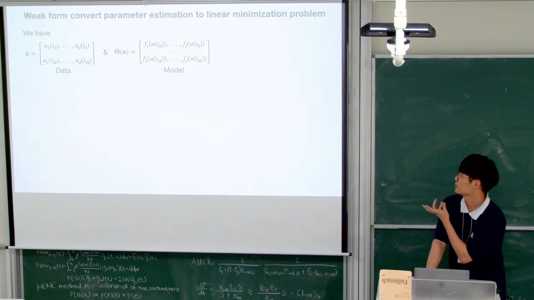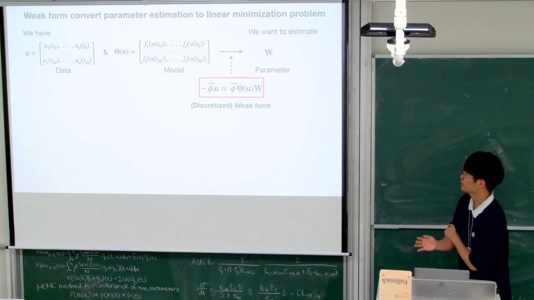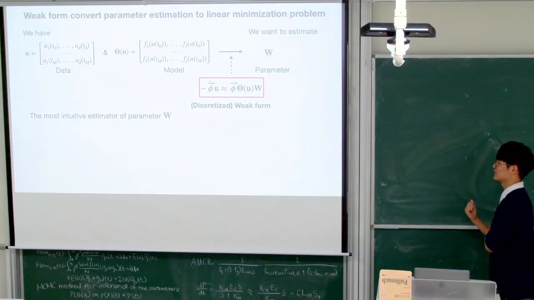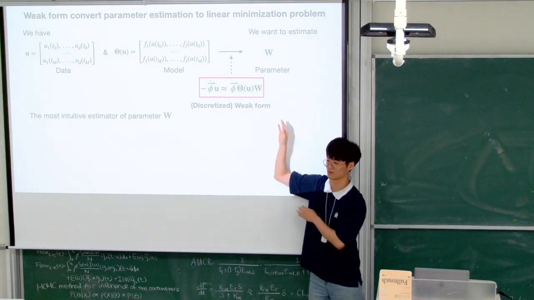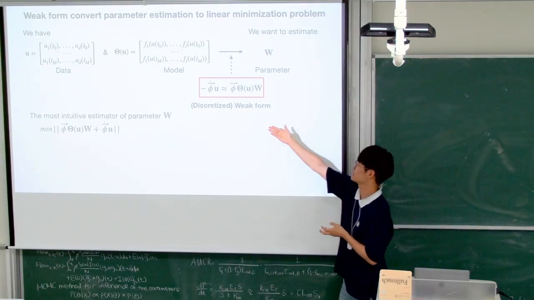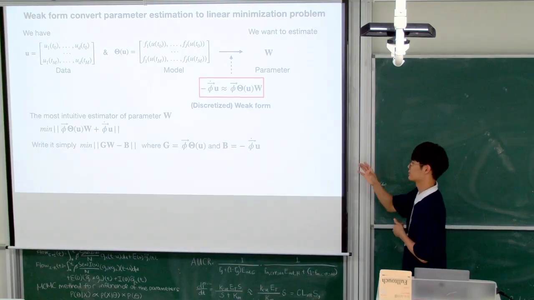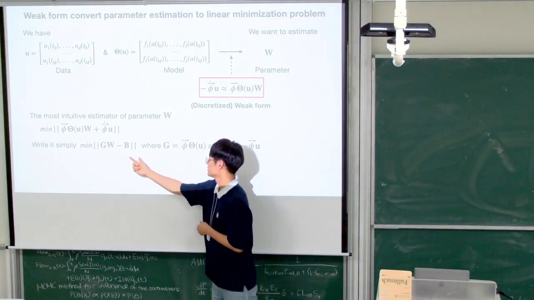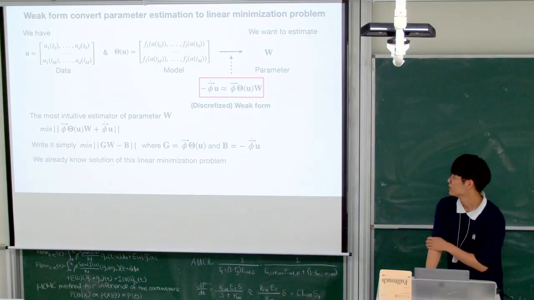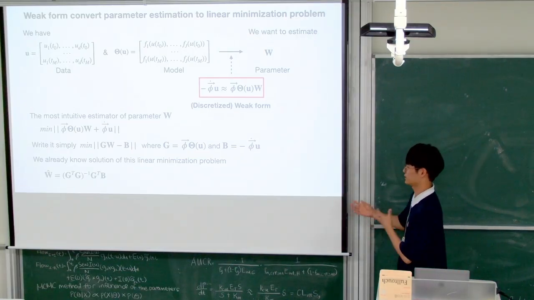Now we have this data and we have the discretized model. And finally, we want to estimate the parameter vector W. For that, we will use this discretized weak form. What could be the most intuitive estimator of this W? It would be something that minimizes that expression, because we want these two things to be the same. So we simplify some notation, define G and B, and write minimizing GW minus B. This will be very familiar to you because it is nothing more than a linear minimization problem. So we know the solution.